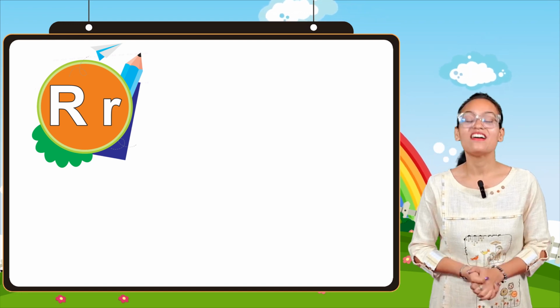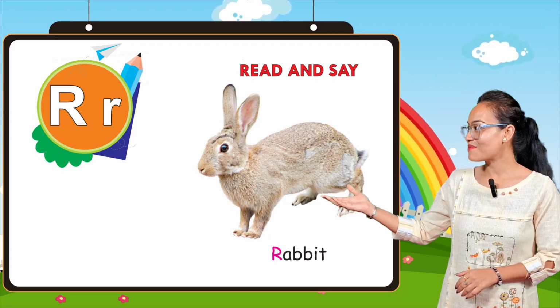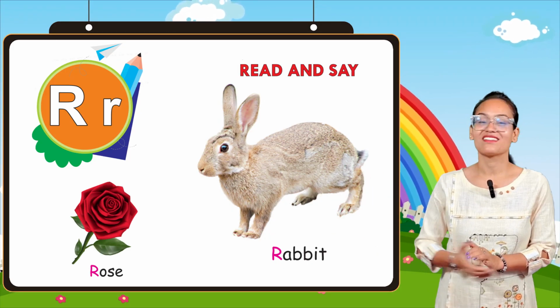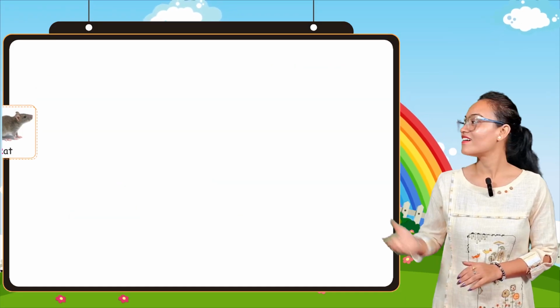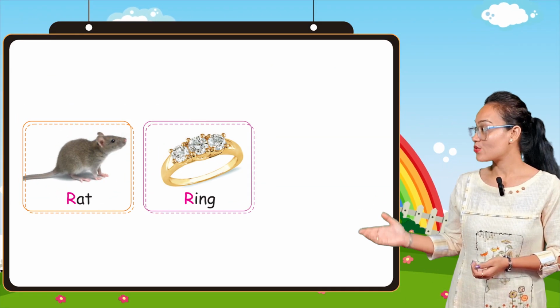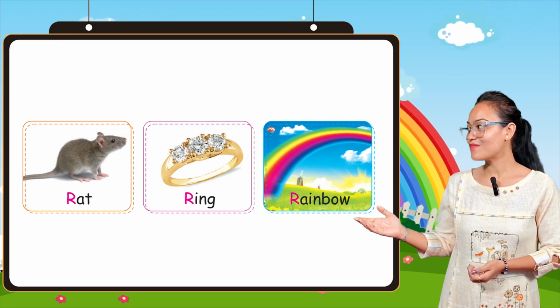Alphabet R. Capital R, small r. R for rabbit, R for rose, R for rat, R for ring, and R for rainbow.